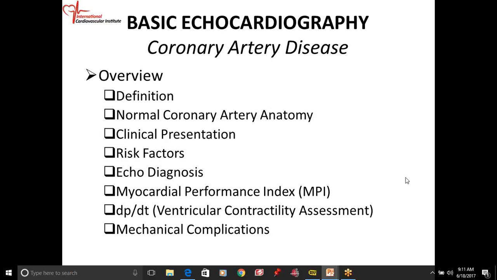We're also going to look at DPDT, assessment of ventricular contractility, and then we're going to close with mechanical complications of coronary artery disease.